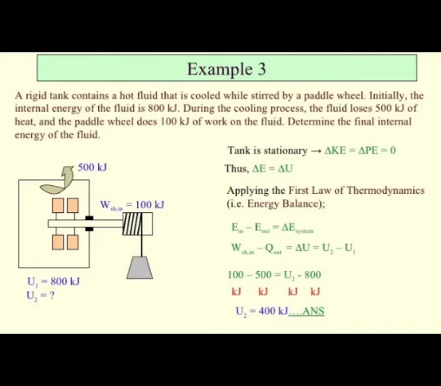E in minus E out is equal to delta E system. So, W in minus Q out is equal to delta U, which is equal to U sub 2 minus U sub 1. So 100 minus 500 kJ is equal to U sub 2 minus 800 kJ. So then transpose U2, and the answer is 400 kJ.